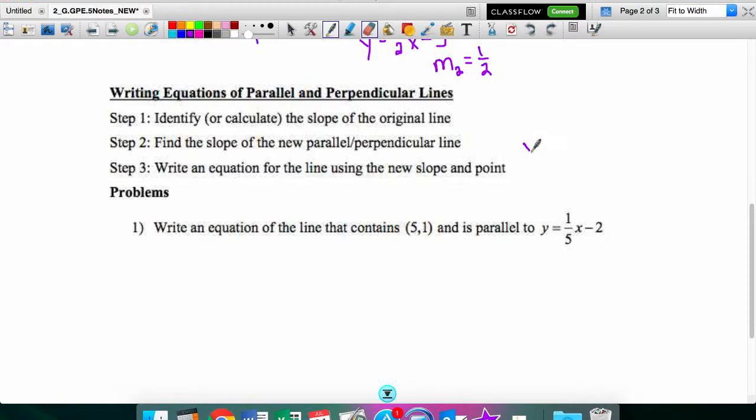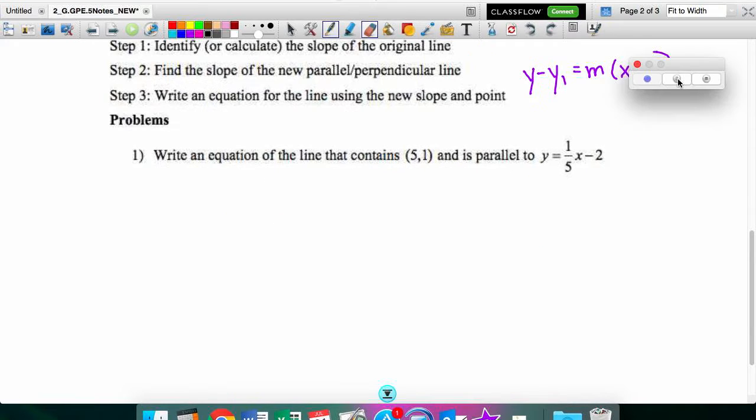When we write the equation of a line, it's easiest to write it in point-slope form. So let's go ahead and review point-slope form. Here is our point-slope form of an equation. We have our m for slope, and then x1, y1 represents any point on that line. In problem 1, we want to write the equation of a line that contains (5, 1) and is parallel to the line y equals 1/5 x minus 2. The (5, 1) will be our new point, our x1, y1, when we need to write the equation of the line. We need to find the new slope.